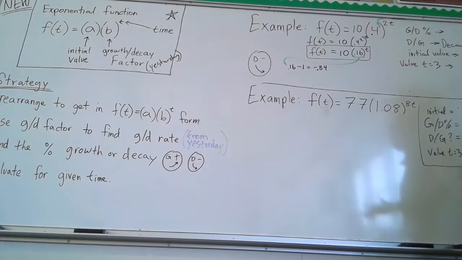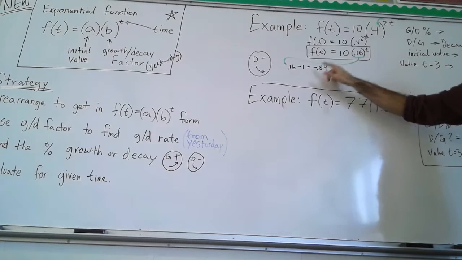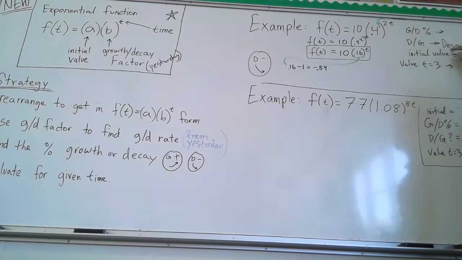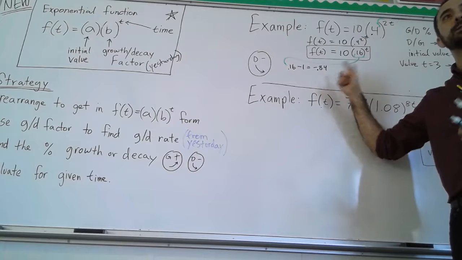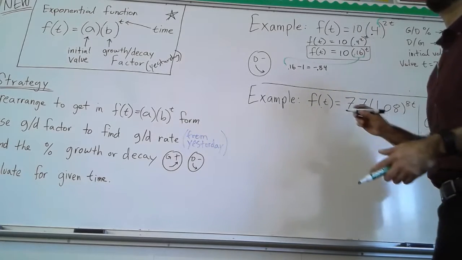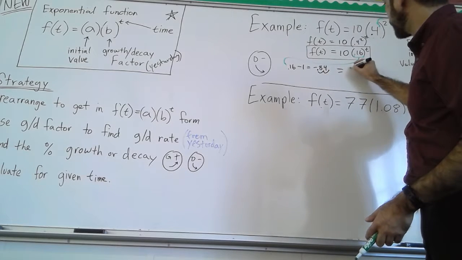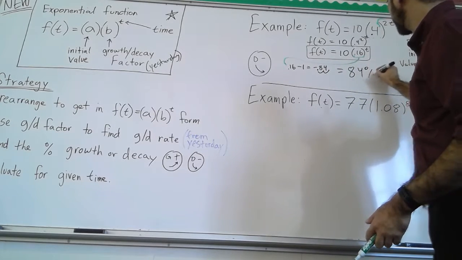Now, I have 0.84. I know it's decay, so I can forget about that negative as far as my answer goes, because I know it's decay. I don't need to be redundant with that. But what's 0.84 as a percent? 84%. How do you know? You move the decimal to the right. Boom, boom. Okay, so we get 84%.